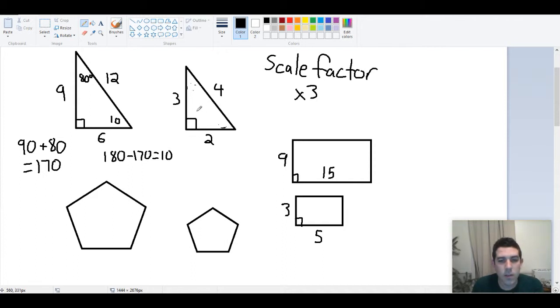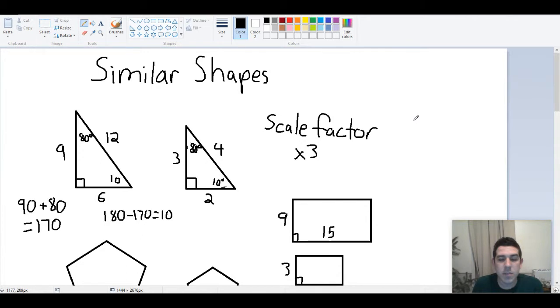And let's look over here. What would these two angles be? Well, we already said that similar shapes have congruent angles. So this would have to be 80, and this would have to be 10. And it's corresponding congruent angles, meaning that the top one up here is 80, the top angle up here has to be 80. And that's it. That is our similar shapes.